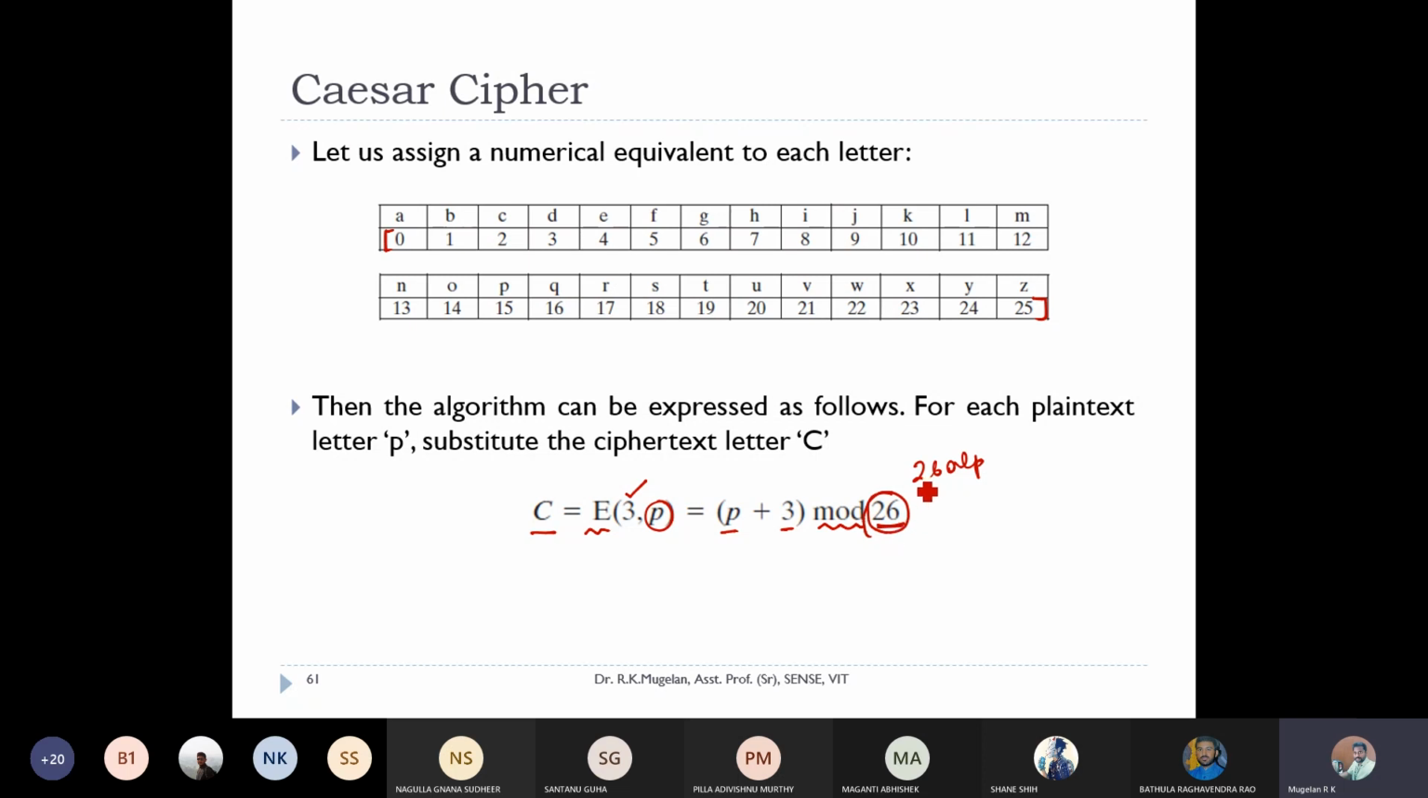How many of you have knowledge about modulars or modular operations? Can you raise a hand? We'll have a detailed discussion on modular operations in module 2, but for Caesar cipher we should know at least the basics of modular operation. How many of you know? Can you raise your hand? How many of you don't know, or have only partial knowledge or bits and pieces of modular operation? Can you raise your hand?